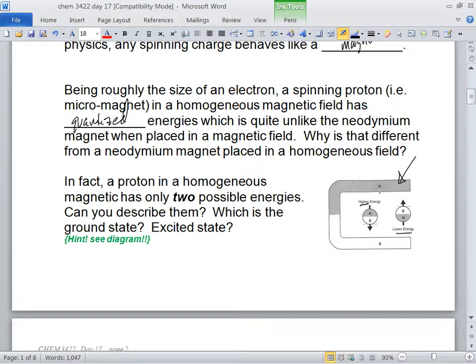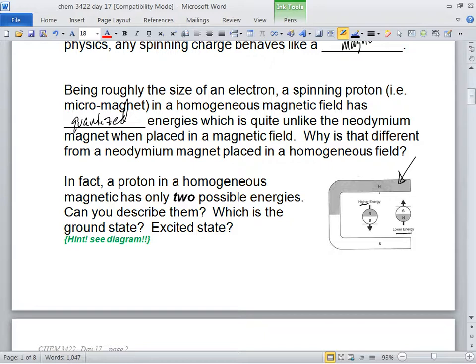Okay. So those are the only two possible orientations, which sounds completely ridiculous. Why can't you just have any orientation you want? Why? Energies are quantized. That's just how it is. That's how nature is. There's only certain energies that are possible. Here they are.